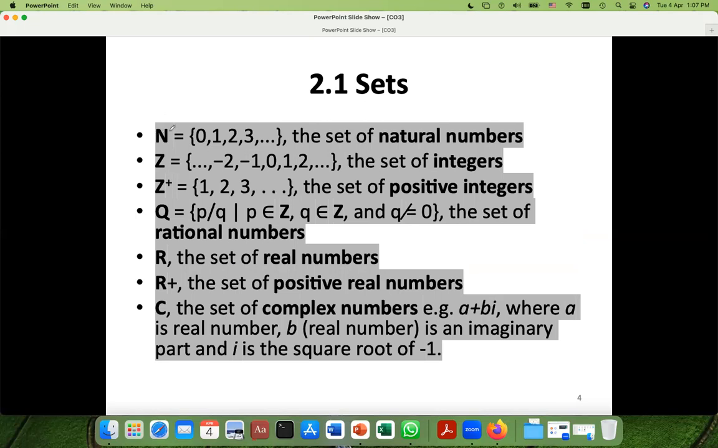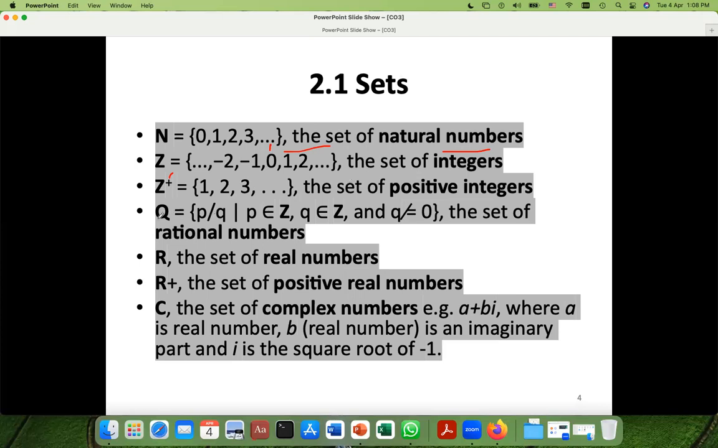For example, we represent natural numbers with N. And what is a natural number? It starts from 0, 1, 2, 3, and so on. It is an infinite set. And then we have the Z, and in this Z we have the negative numbers, and then we have the 0, and then we have the positive numbers. So Z is a set of integers, negative integers and positive integers, including 0. And Z plus is what? It is for the positive integers. And positive integers start from 1, 2, 3, and so on, infinite.